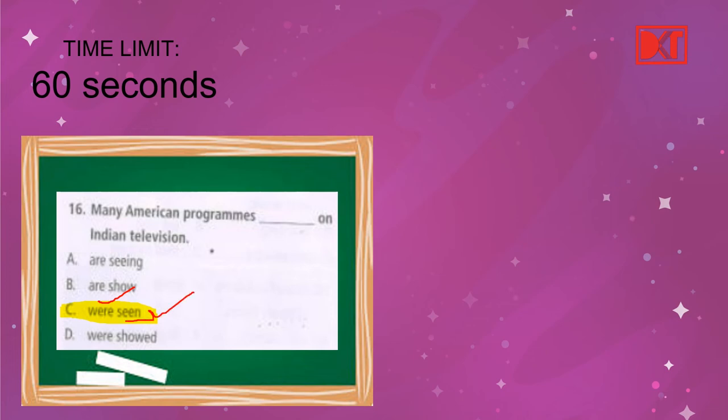A, are seeing, the past participle is incorrect. The auxiliary verb is also incorrect. B, again, show, the past participle is incorrect. The auxiliary verb is also incorrect. D, the past participle is incorrect. All right.